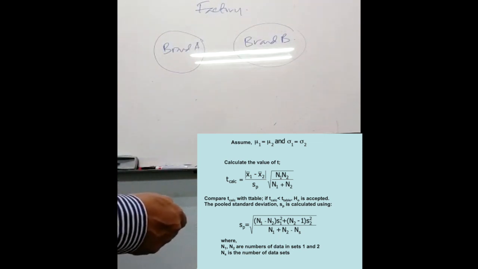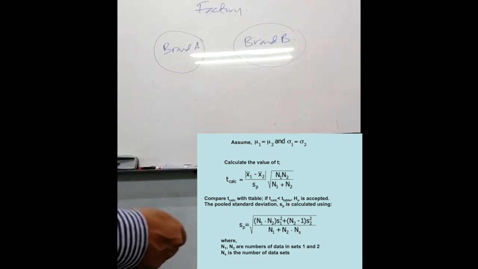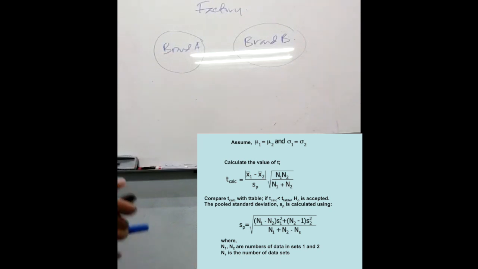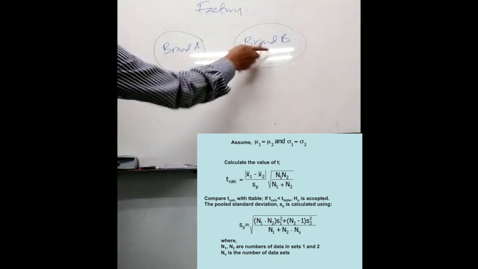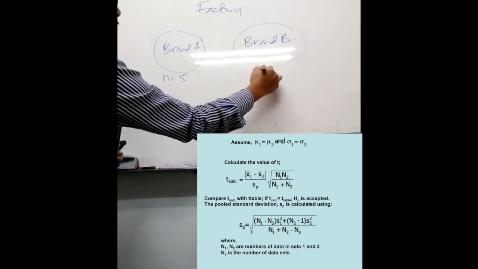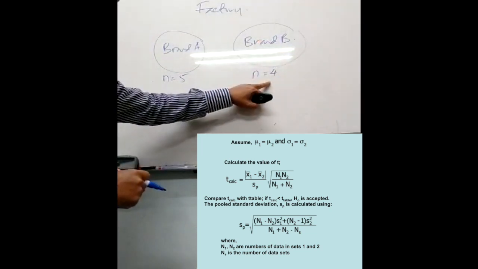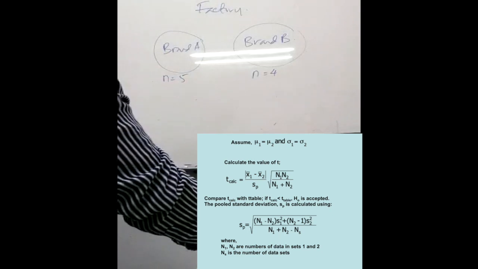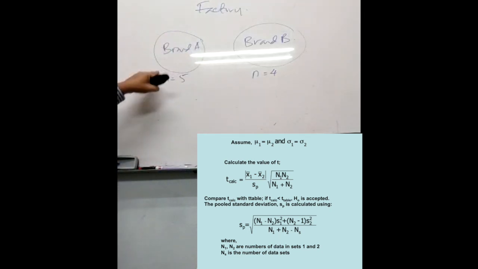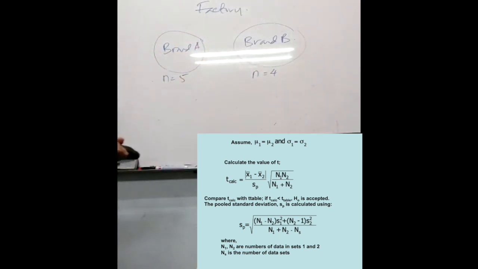And then we have SP. So SP is calculated with this formula. N1 and N2 are the numbers of data in set 1 and set 2. Let's say for our brand A we do N equal to 5, 5 replicates, and for brand B N equal to 4. Let's say we do only 4 replicates. So the number N here is based on the replicates of brand A or brand B.